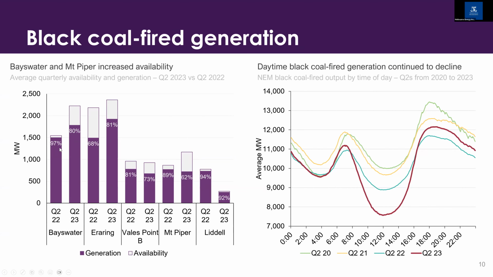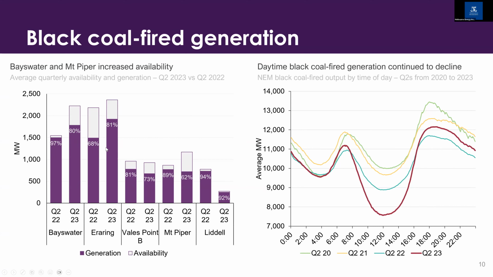So we can see Bayswater last year was at 97% utilization, so it's pretty much running as much as it can. And as I mentioned, last year it had a significant amount of outages. So this year in Q2 23, a very large increase in availability caused by this lower time on outage, and an increase in generation, but a much lower utilization rate of 80%. So probably jump ahead and you can see the chart on the right, where this is going. The reason its utilization rate went down so low is because it's not generating close to its availability during the middle of the day. So it's flexing up and down throughout the day, but I'll touch on that in a little bit.